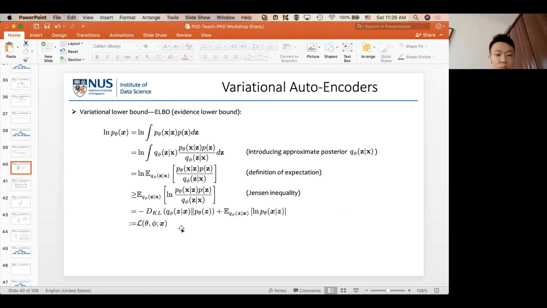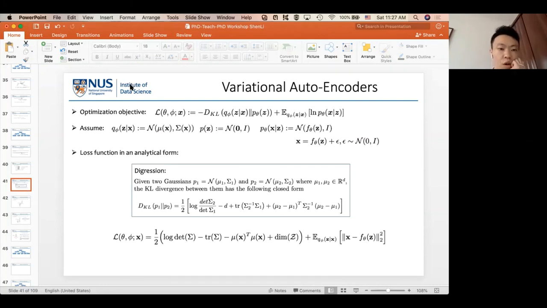So the idea is that this one is quite intractable. There's no way you can compute it, and we resort to its lower bound to approximate it. Remember that we maximize this quantity. We can't do this, but we can maximize its lower bound to approximate the true value. That's reasonable, right? So now we have the optimization objective. Remember that we want to maximize it.